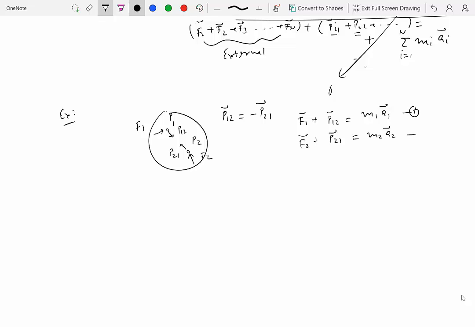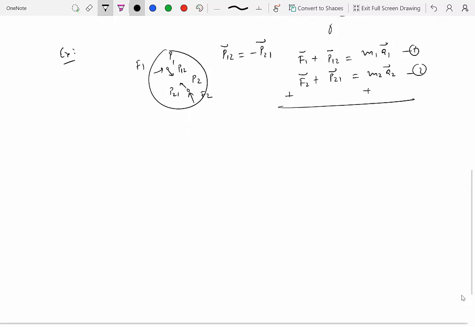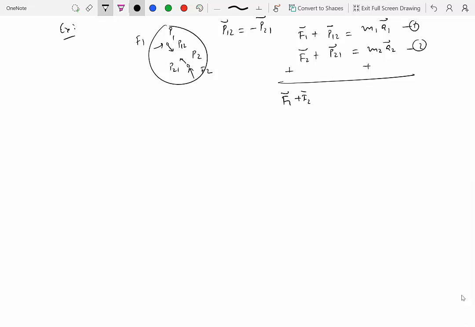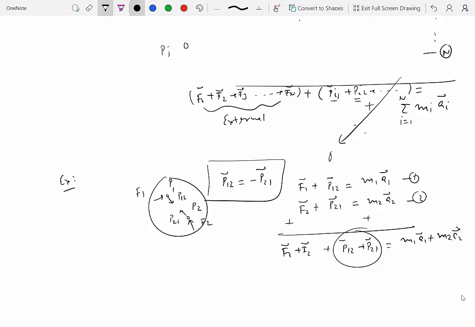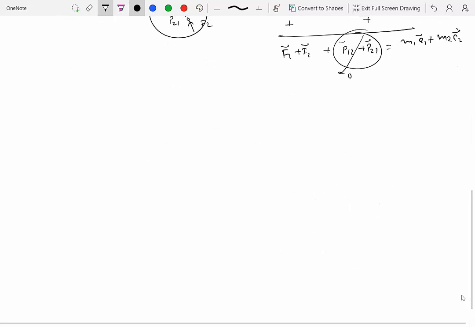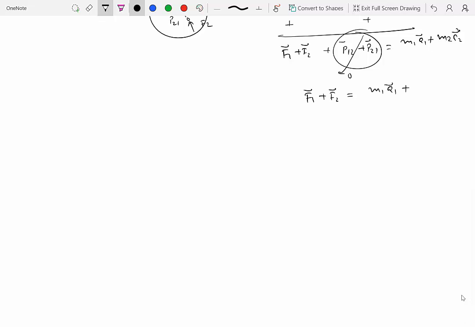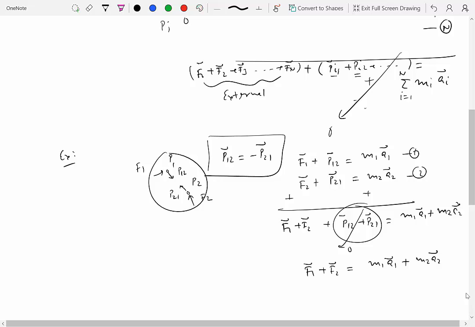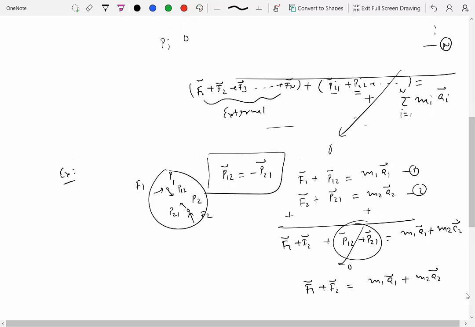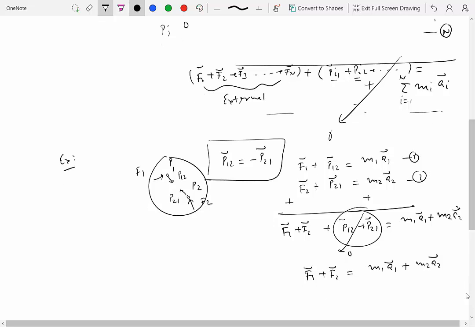okay, 1 and 2, and I can add them together. If I add them together, I get F1 plus F2 plus P12 plus P21 equal to M1 A1 plus M2 A2, right? But P12 is equal to minus P21, so that means this is 0. So what we are left with is F1 plus F2 equal to M1 A1 plus M2 A2. And this is the result that we have generalized over here, where we have just the sum of external forces equal to sigma mi ai, right?